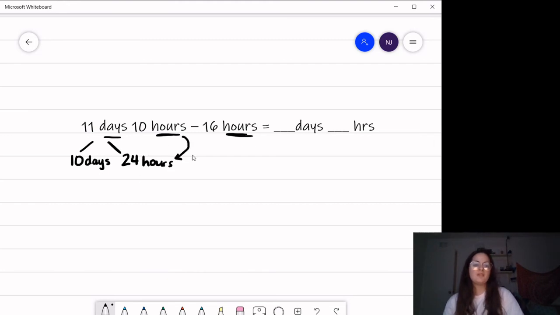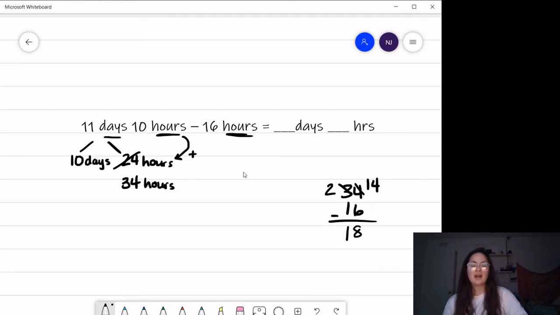And I'm going to add on the 10 that I already have, just so I can keep all of my hours together and I don't forget about them later. So now, instead of 24 hours, I've got 34 hours. So I turned 11 days, 10 hours into 10 days and 34 hours. Can I subtract my 16 hours now? Yes, I can. So I'm going to do that off to the side. And I get 18 hours.